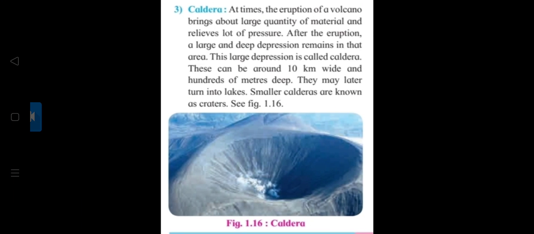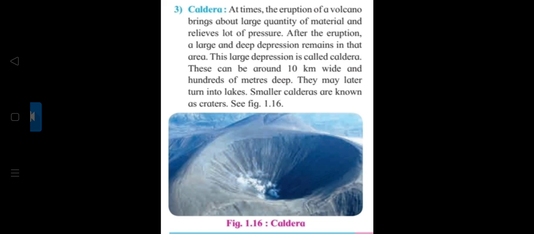Next, we're talking about caldera. At times, the eruption of a volcano brings out a large quantity of material and relieves a lot of pressure. What happens after the eruption? A large and deep depression remains in that area. It's like a deep mound, a deep well. This large depression is called a caldera. So this volcanic landform where there is a large depression is called a caldera. This can be around 10 kilometers wide and hundreds of meters deep.